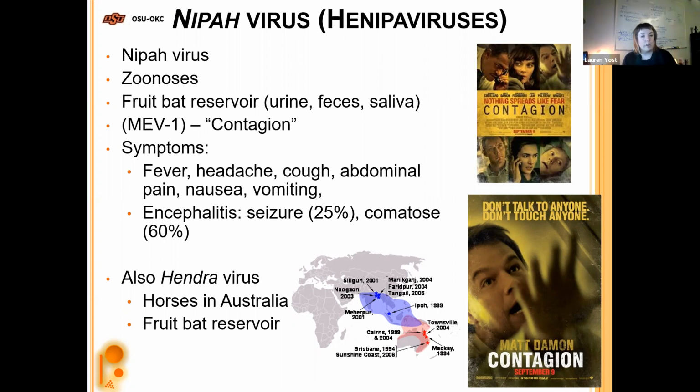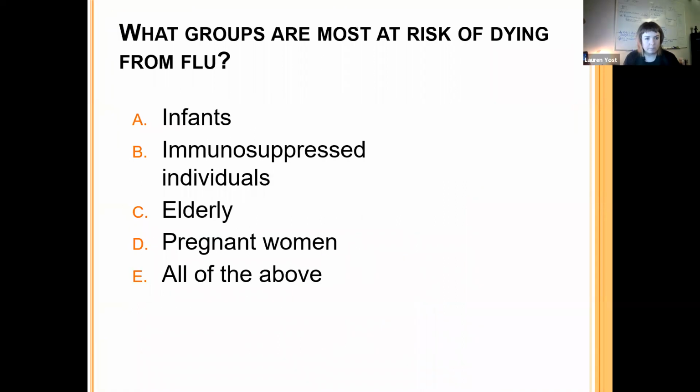So then we also have Hendra virus, which is a similar virus, but it's in horses in Australia. Fruit bats also carry that.